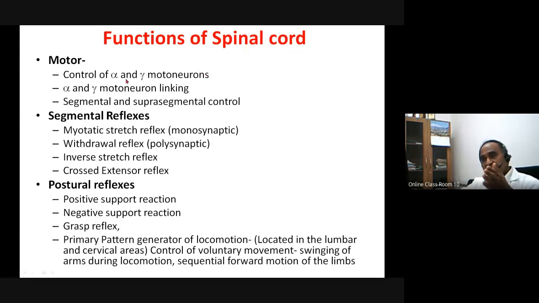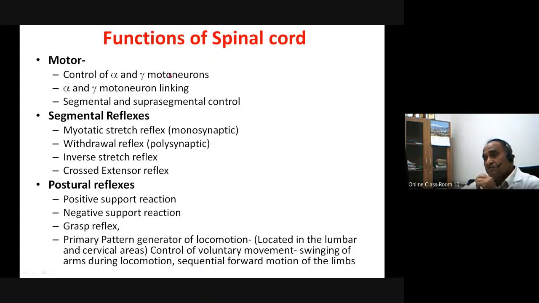The lateral nucleus contains the alpha motor neurons, and the medial nucleus contains the gamma motor neurons. The alpha motor neurons supply the extrafusal fibers of the muscle. Extrafusal fibers are the fibers which contract, which produce the muscle contraction. The gamma motor neurons supply the intrafusal fibers of the muscle.